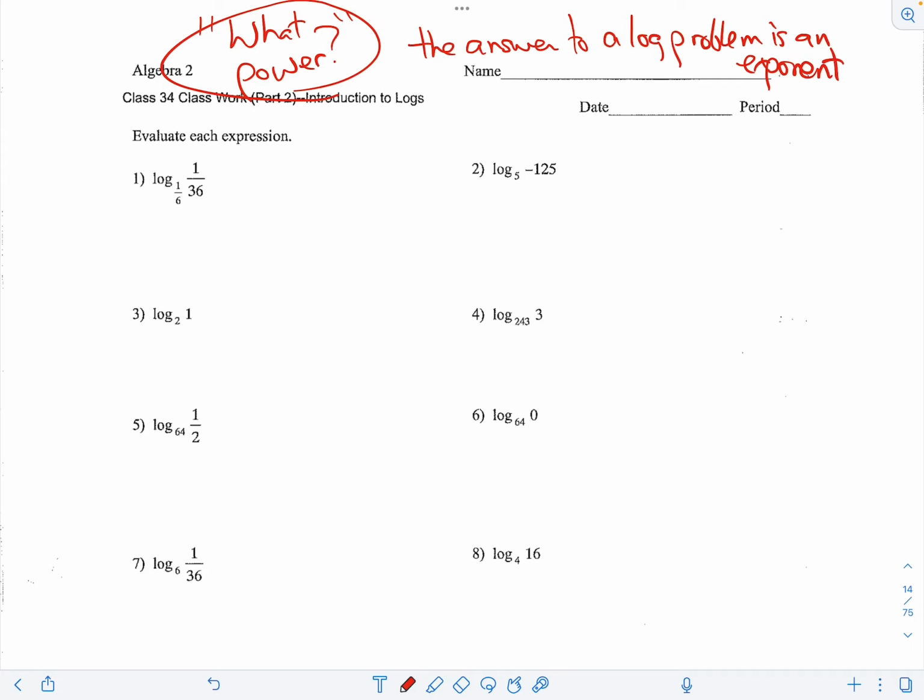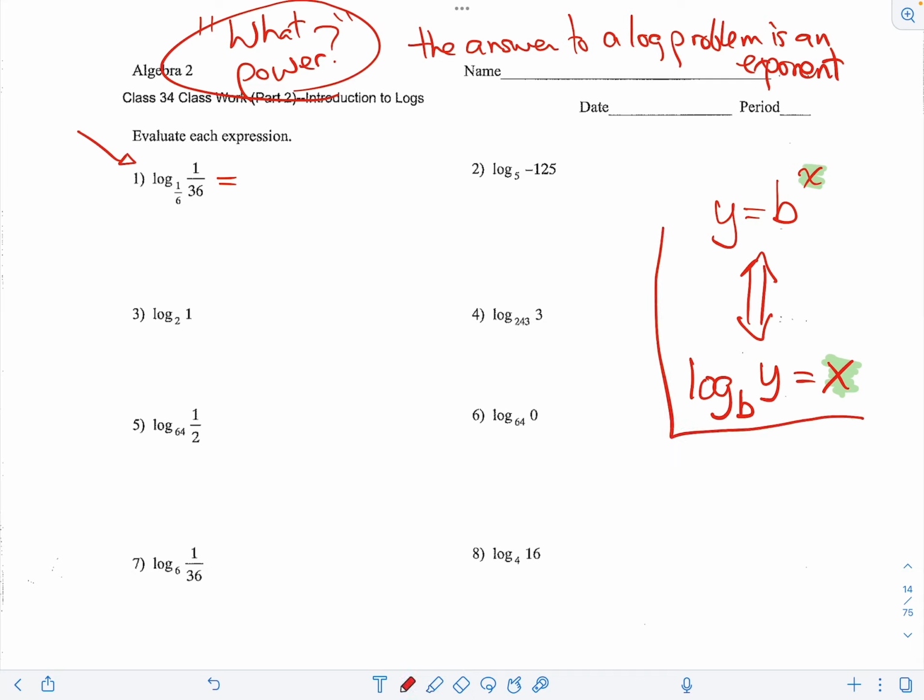And here's what I mean. This number 1 is read as the log of 136 base 16. The answer to that problem is an exponent, and it sometimes helps to reverse it and make it into an exponential problem. Here's the interplay. If y equals b to the x in exponential form, then the log of y base b equals x. The answer to a log problem is an exponent. The base is b, the exponent is x, and it's just written in a different way. It's in the inverse form, log form or exponent form.